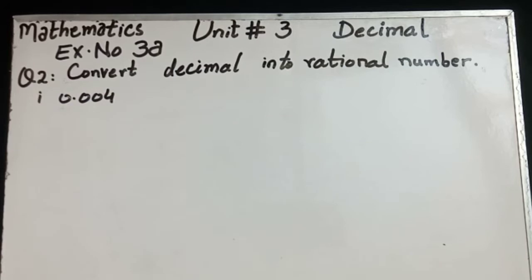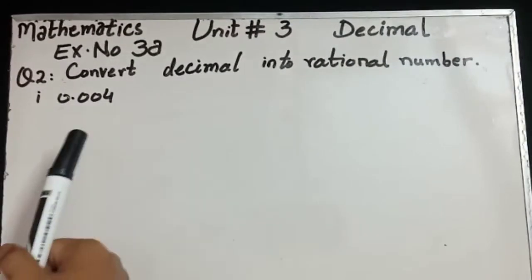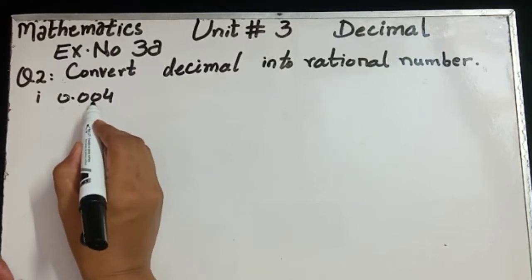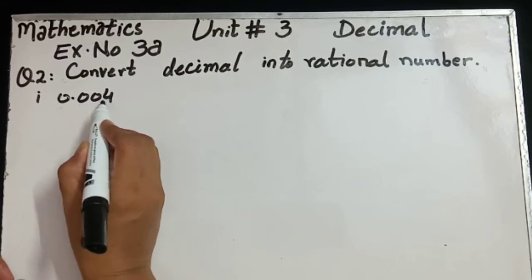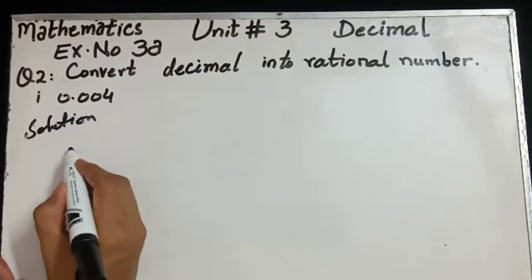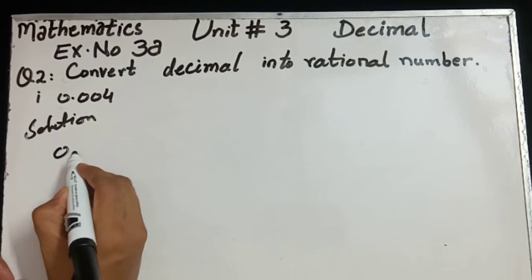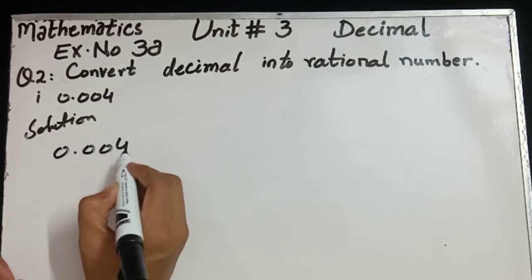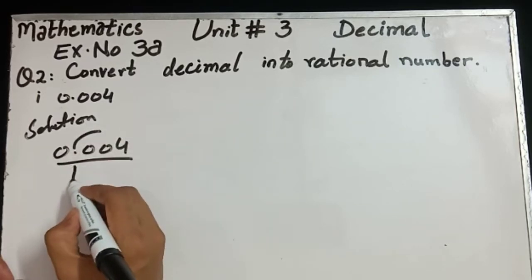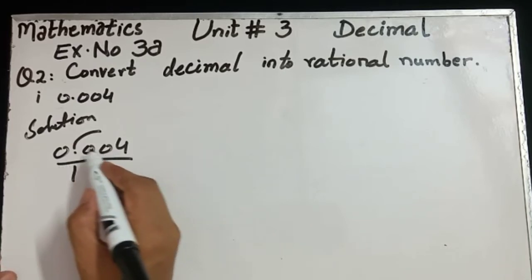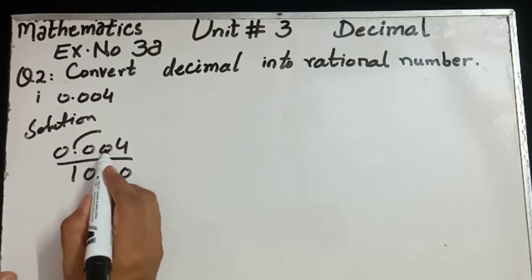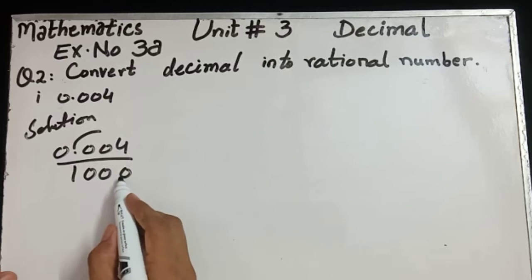0.004, convert into rational number. The question is given in decimal form; convert it into a rational number. After the decimal, just check the number. Total 1, 2, 3, three digits are given, so we write like this: 0.004 upon, remove the decimal, in place of the decimal we put 1. After the decimal we have 3 digits, so we put 3 zeros.